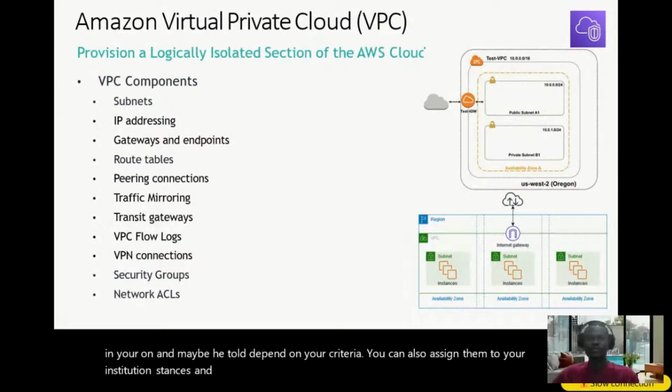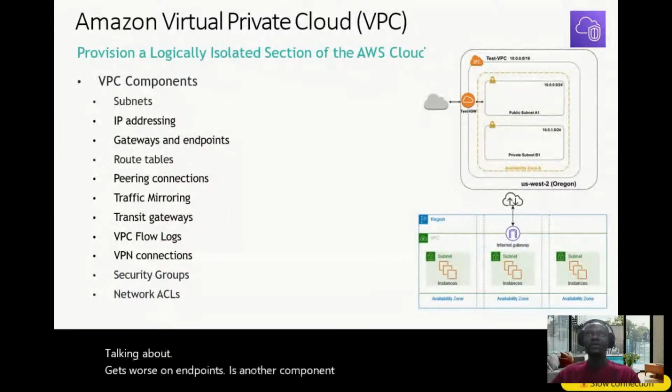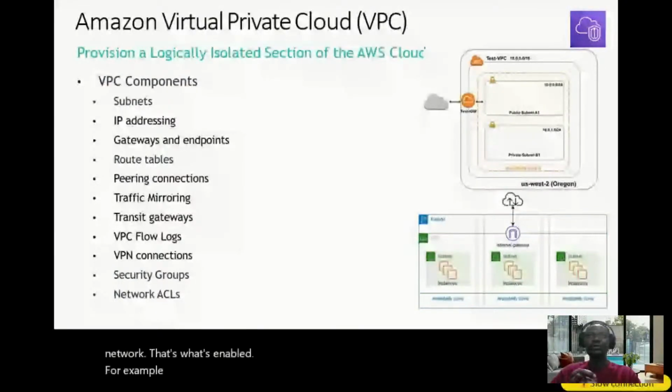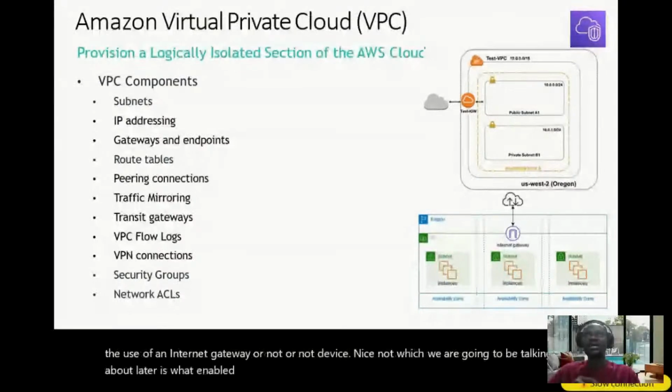Then route table, gateways, and endpoints is another component. A gateway connects your VPC to another network. That's what enables it to work. For example, you can use an internet gateway, as I said before, to connect your VPC to the internet, and you can also use a VPC endpoint to connect your AWS services privately without the use of an internet gateway or a NAT device. NAT, which we are going to be talking about later, is what enables your private subnet to communicate to the public subnet.